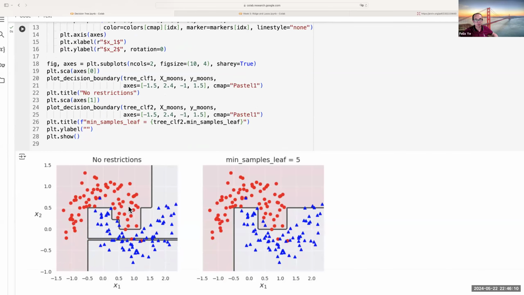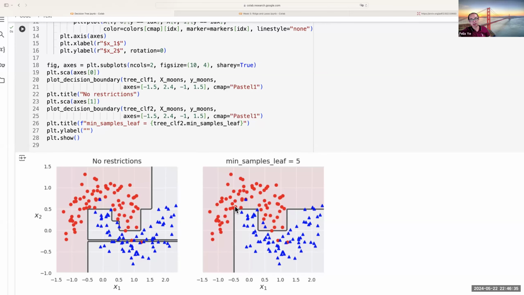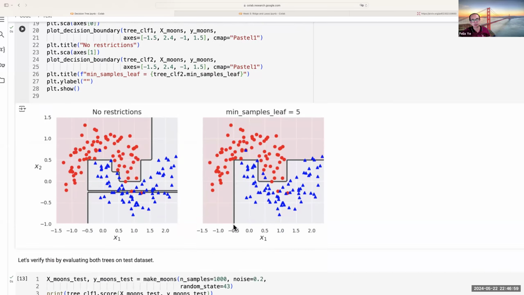Okay, if we don't have any restrictions, you can see we have an unnecessary zigzag to include those red points right here. And we have a completely unnecessary handlebar right here to include these two red points. However, if we enforce this minimum sample leaf to be 5, then we only have these zigzags, which are pretty big lines, and they are quite reasonable, I would say, although we have higher training error. We have some points right here being classified as red, but these are errors that we can tolerate.